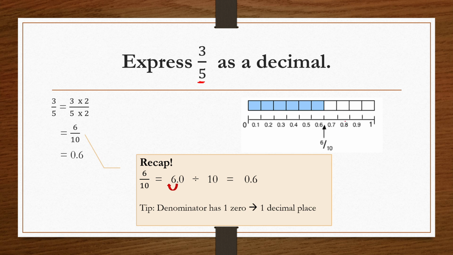Here's an illustration of how 3/5 is equivalent to 0.6 on the number line. So 3/5: 1, 2, 3, 4, 5. 3 out of 5 parts is equivalent to, if I look at a number line where the one whole is subdivided into 5 equal parts, the end of the 3 parts meets where 0.6 is on the number line.